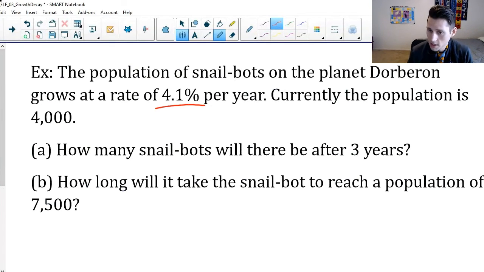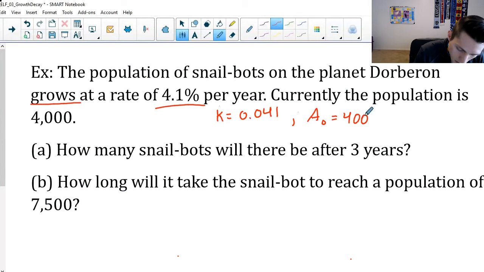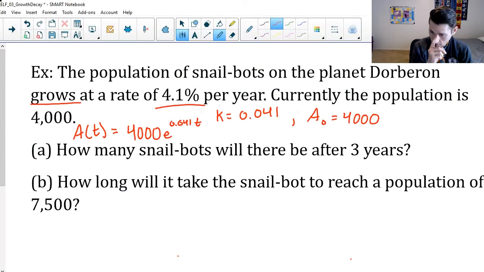So let's first write our stuff, make our equation. It's growing at a rate of 4.1%, so k is 0.041. It should be positive because it's growing. Current population is 4,000. So my growth rate model is 4,000 e to the 0.041 times t. That's just the general formula that I'm going to be using to work through this.